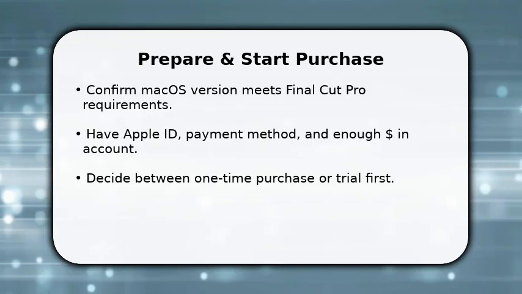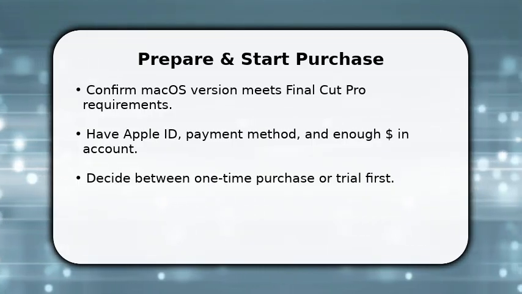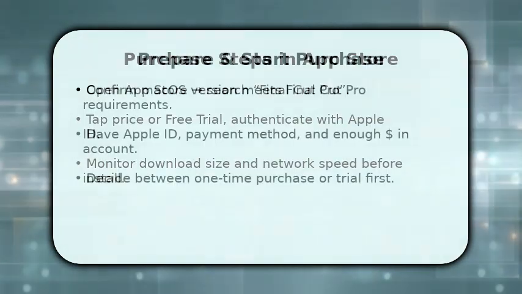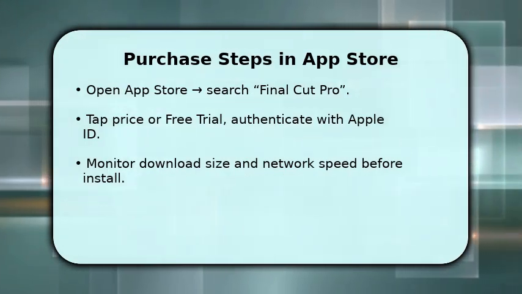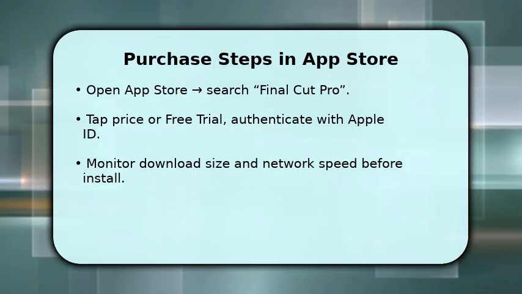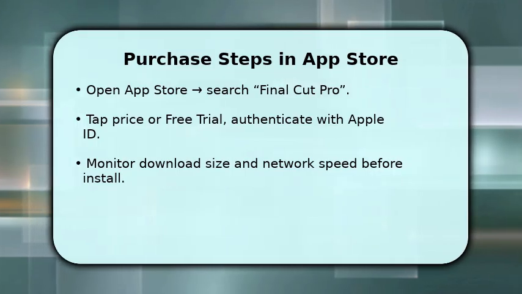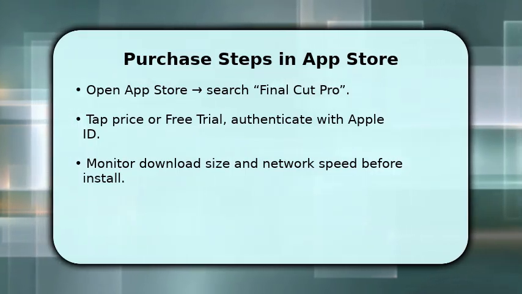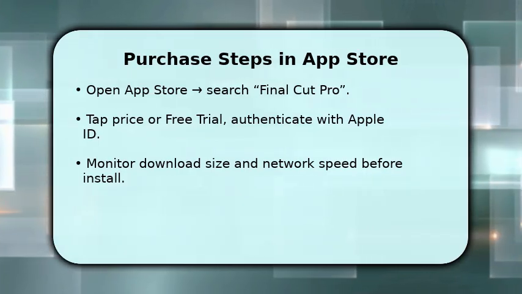This saves money if your workflow needs custom codecs or third-party effects that might break compatibility. You open the App Store and search for Final Cut Pro, then select the official listing by Apple. When you tap the Price or Free Trial button, authenticate with Face ID, Touch ID, or your Apple ID password. This confirms the purchase and links the license to your account.